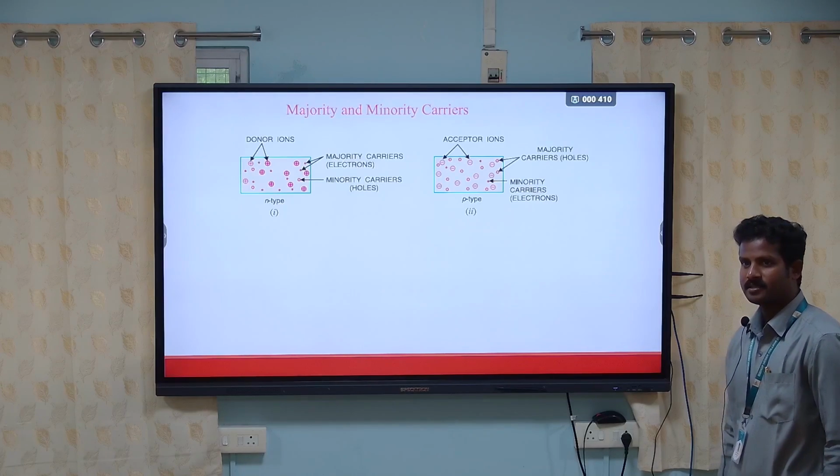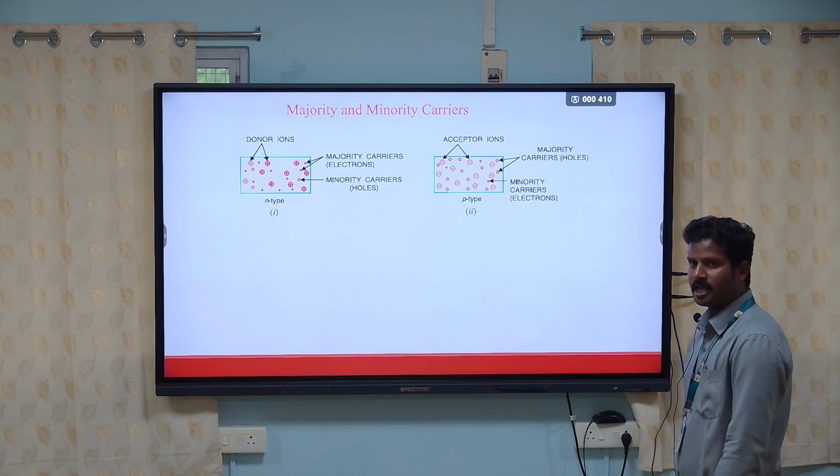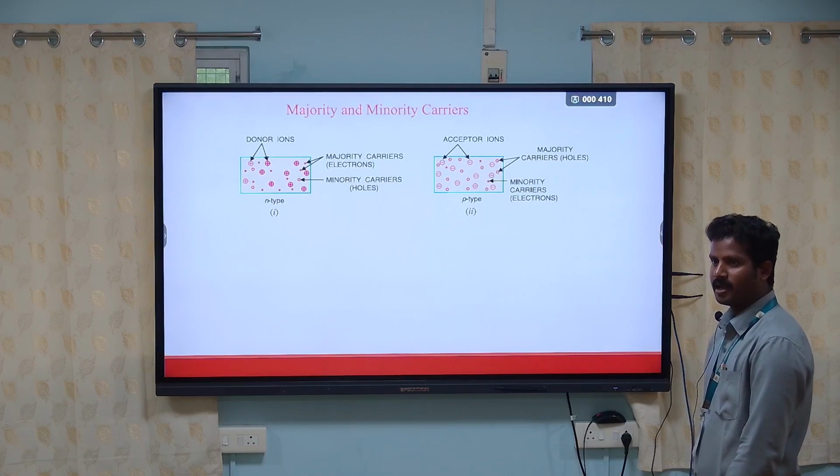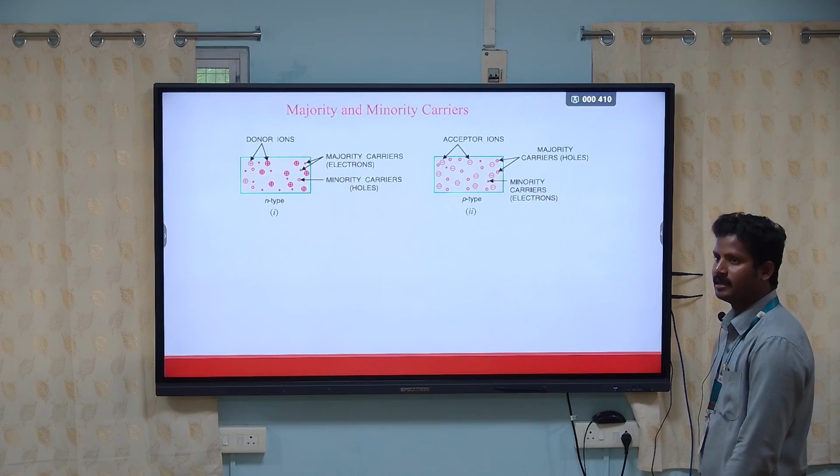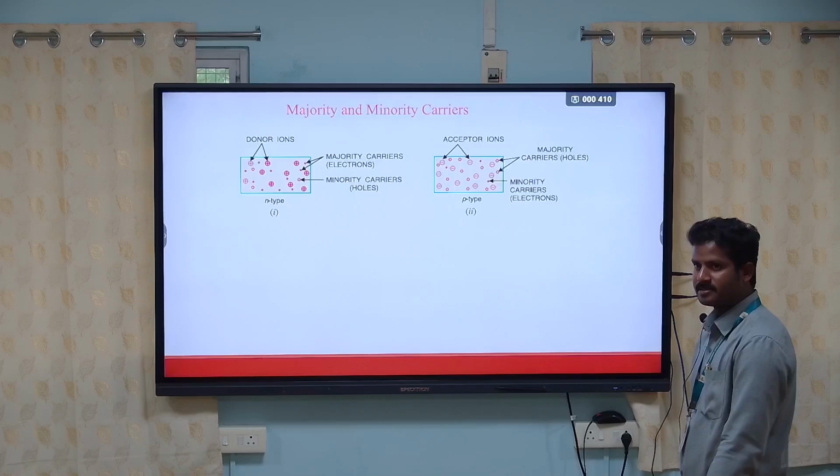N-type and P-type semiconductors are extensively used to fabricate various electronic devices like diodes, transistors and some integrated circuits.